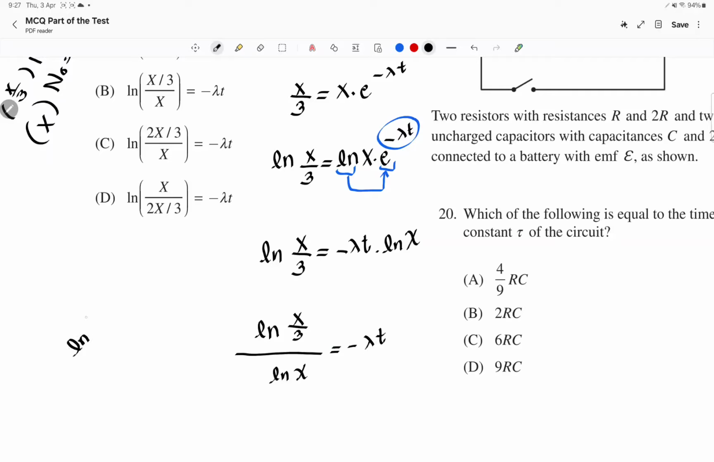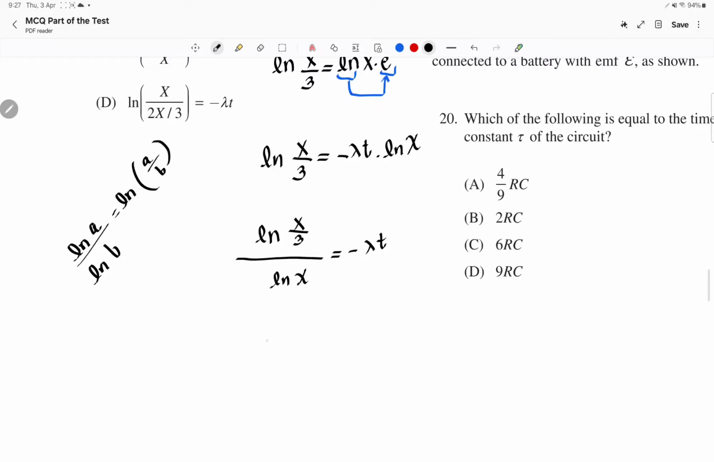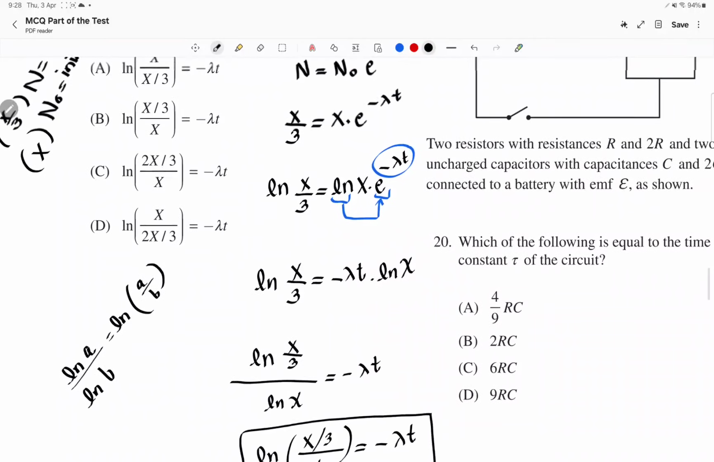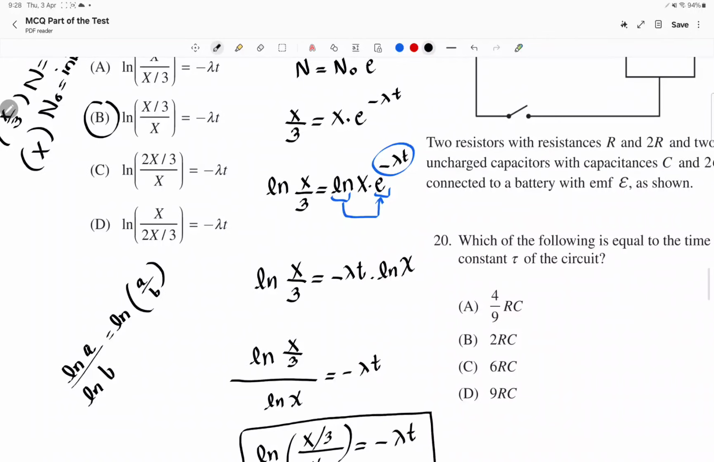Now you should know that ln A minus ln B is the same thing as ln of A over B. That means I will turn ln(X/3) minus ln(X) into just ln of (X/3) over X, which equals negative λt. And that should be my answer, which is going to be choice B.